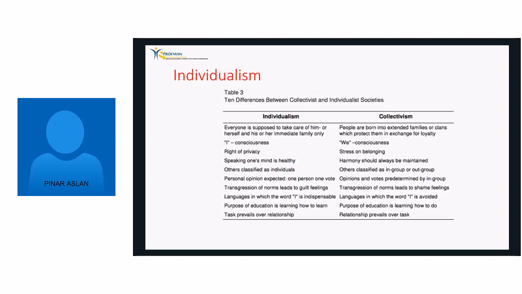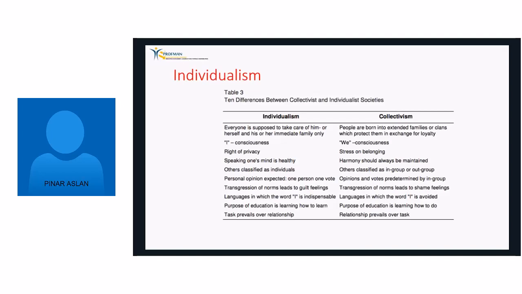However, members of collective societies usually have close ties. They belong to in-groups, that is extended families, villages, tribes, cults, and they are supposed to consider the interests of the group while the group provides protection in return. So the group requires loyalty and gives protection in return. Countries that have collectivist cultures are rather less developed, yet the vast majority of people in the world live in collective societies.